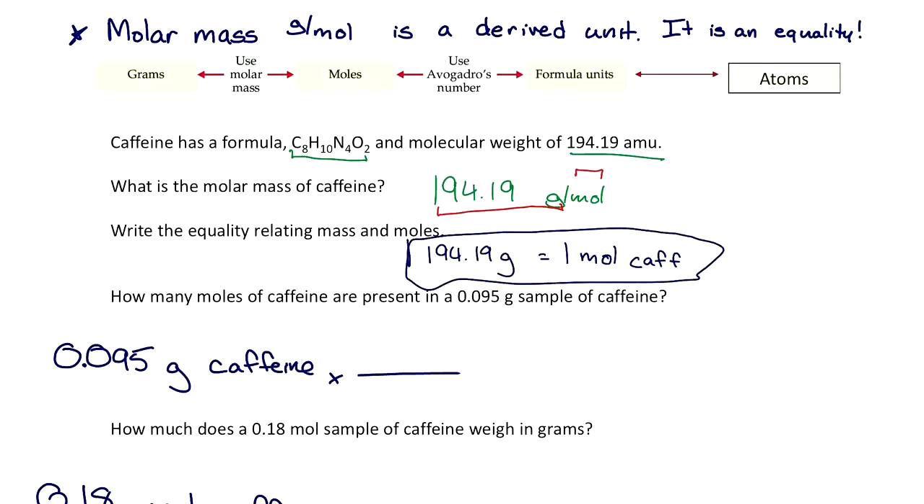Right? So this means if I have 6.022 times 10 to the 23 molecules of caffeine, it's going to weigh 194 grams. Cool. So this first question, I give you a gram amount of sample, and I want you to convert it to a mole amount. So the strategy here is start with what's given in your question.